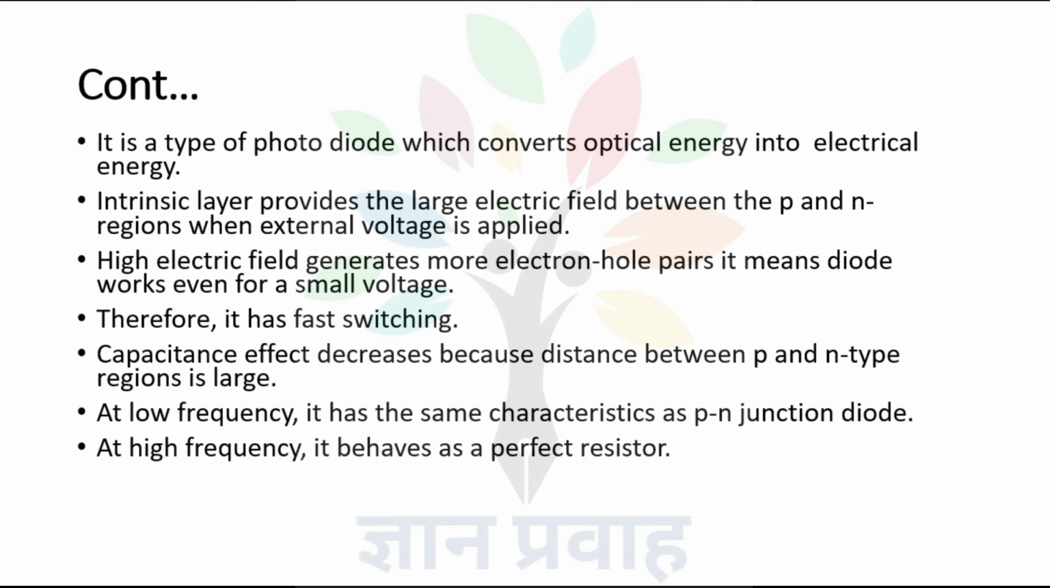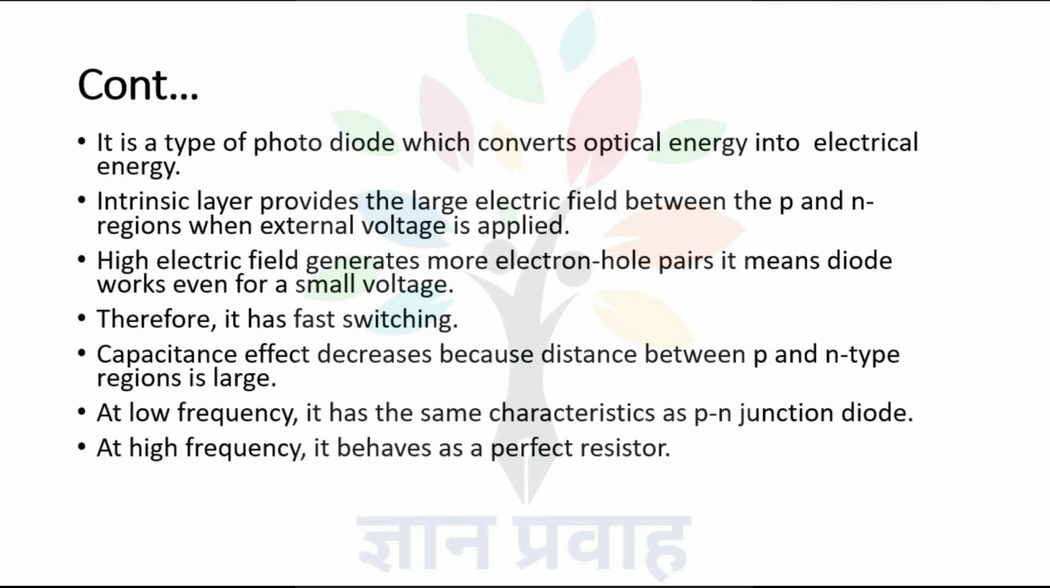The intrinsic layer used for making the PIN diode provides a large electric field between the P and N regions when external voltage is applied, and this high electric field generates more electron hole pairs. It means the diode works even for a small voltage. Therefore, it has very fast switching.